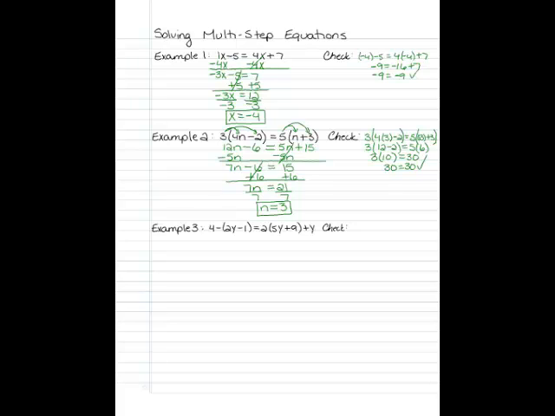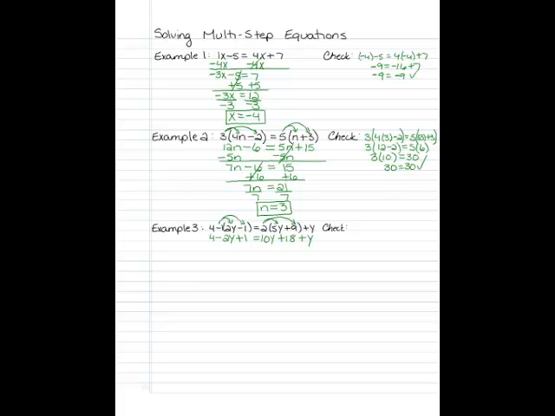Example 3, again we have parentheses on both sides, so we need to get rid of those. Here we're going to distribute a -1 into this set of parentheses. Here we're going to distribute the 2. So 4 minus 2y, -1 times -1 is a positive 1, equals 2 times 5y is 10y, 2 times 9 is 18, and we have plus y.